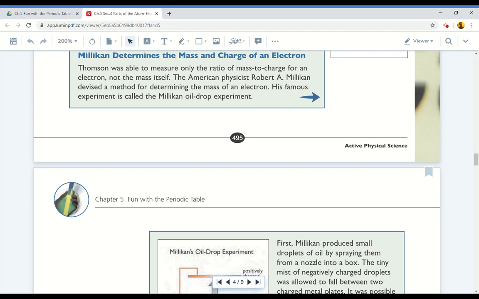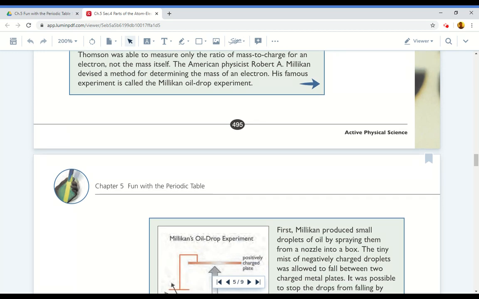Millikan determines the mass and charge of an electron. Thomson was able to measure only the ratio of mass to charge for an electron, not the mass itself. The American physicist Robert A. Millikan devised a method for determining the mass of an electron. His famous experiment is called the Millikan oil drop experiment.